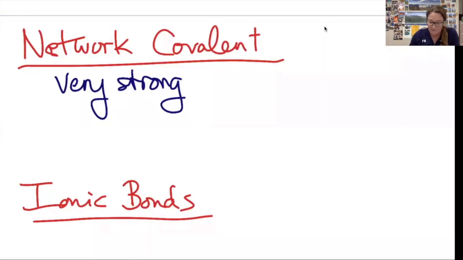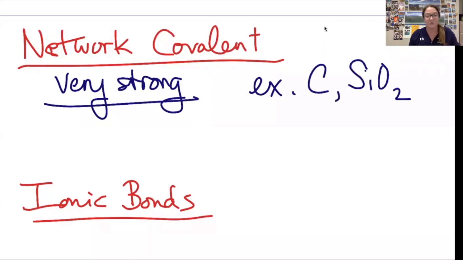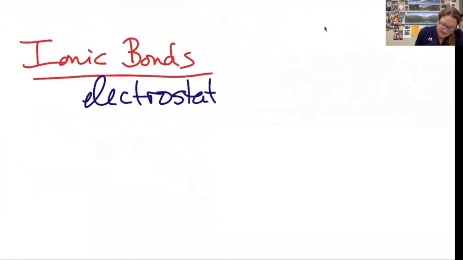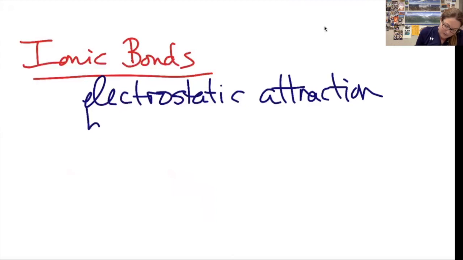As we mentioned last time, network covalent includes things like diamonds. As a result, it is a very, very, very strong attraction from one thing to another. You learned last time that there are two cases that we want you to know for this class, carbon and SiO2, in the diamond and in the quartz form, respectively. When we talk about ionic bonds, this is also described as an electrostatic attraction between oppositely charged ions.